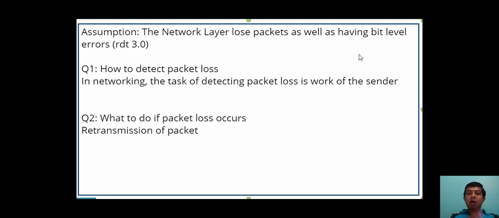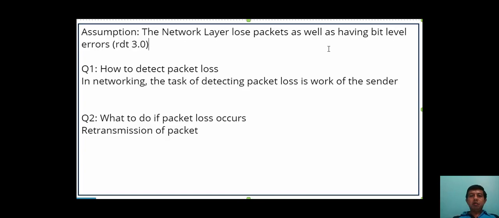So the first question, how is packet loss detected? This is detected if an acknowledgement is not coming to the sender after a particular duration of time. Now the question is, what would be the duration of time? How long should the sender wait until it understands that an acknowledgement is not coming? That's why I should now retransmit the packet.